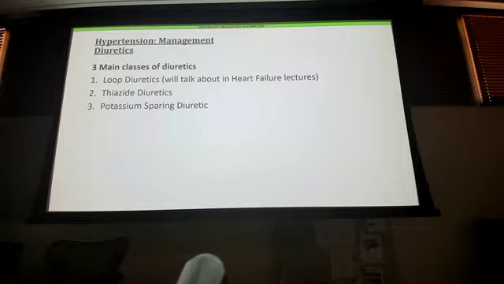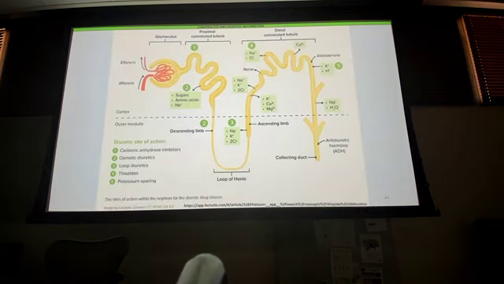Thiazide diuretics, or thiazide-like diuretics, are the most common ones, and remember those are one of the first-line agents for treating blood pressure. And then there's the potassium-sparing diuretics, which we'll briefly mention, but those will be important in tomorrow's discussion when we talk about secondary causes of hypertension. But you can see on this diagram of a nephron in the kidney where these things work and what to expect is going to happen.